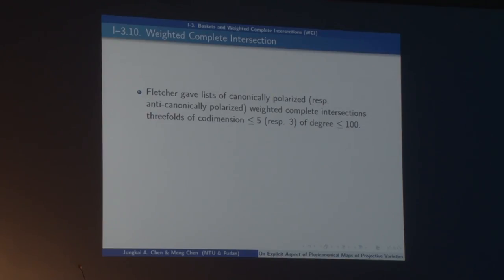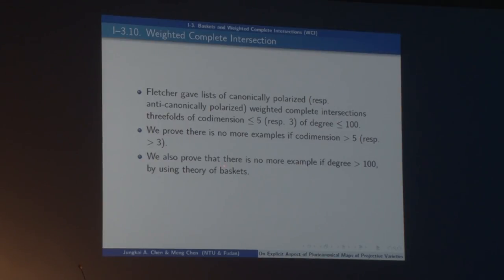So by this kind of trick, one application is that we can show, for example, for the weighted hypersurfaces, there's a famous result by Fletcher, giving a partial list of the weighted hypersurfaces of codimension less or equal than 5 and degree less or equal than 100. And we can prove that there is no example of codimension greater than 5, and also no example of degree greater than 100, by using the theory of baskets.